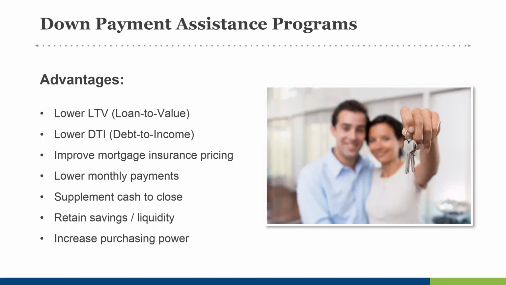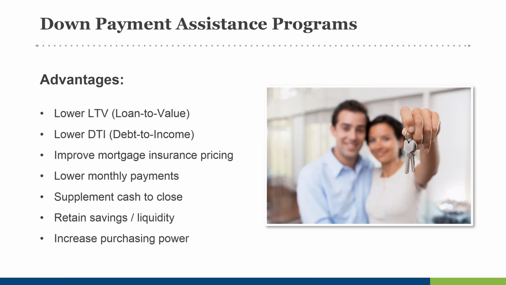You are potentially improving mortgage insurance pricing. If you can use conventional financing instead of FHA, then you don't have the upfront mortgage insurance premium. You have more affordable monthly mortgage insurance on conventional first mortgages. All of this is, of course, lowering your monthly payments. It's all helping to supplement cash to close. So maybe you don't need to use all of your liquidity to provide a down payment and cover closing costs. You can leverage a down payment assistance program to help with that, which leaves you more liquid when you get into the home.